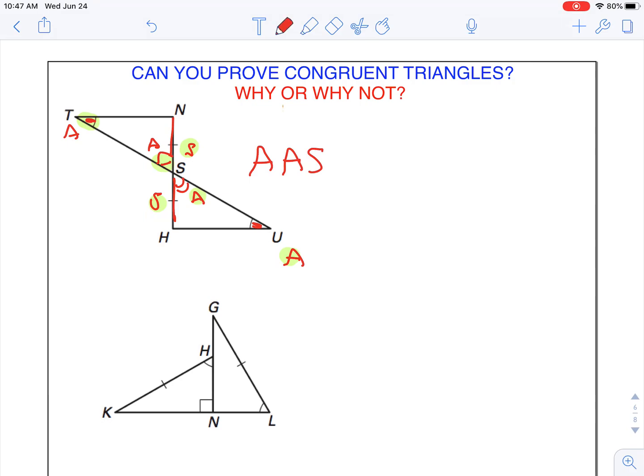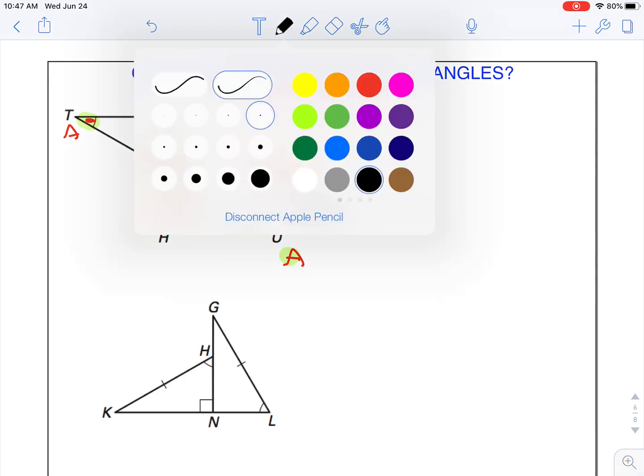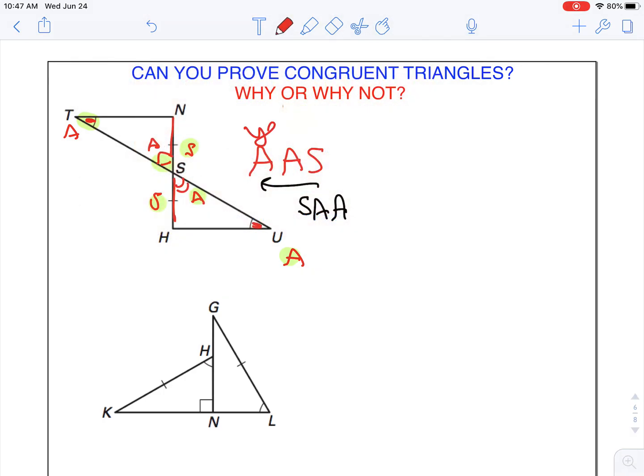Angle, angle, side. If you're wondering, is that the one we can or can't use? Look at it backwards. If you write it SAA, that's just fine. So this one is yes. The one that we can't use is the one with two sides and an angle, when the angle is not included.